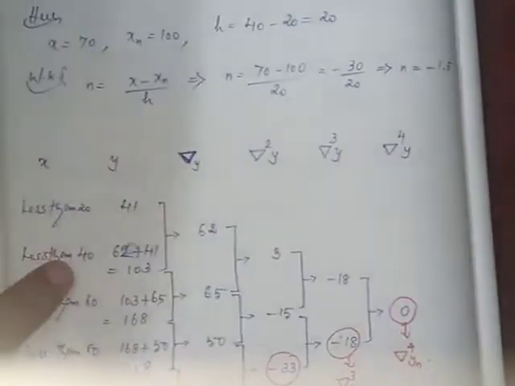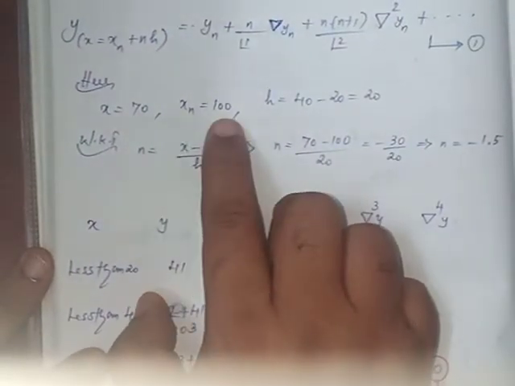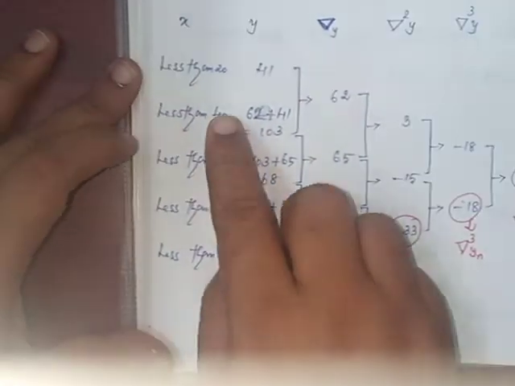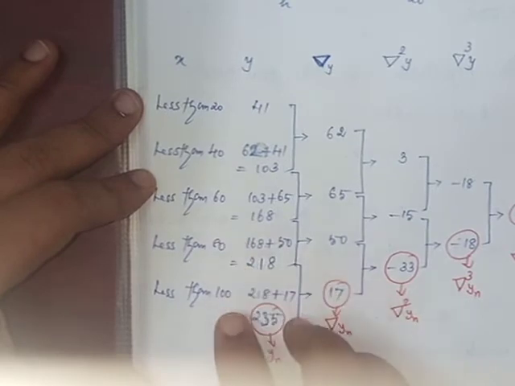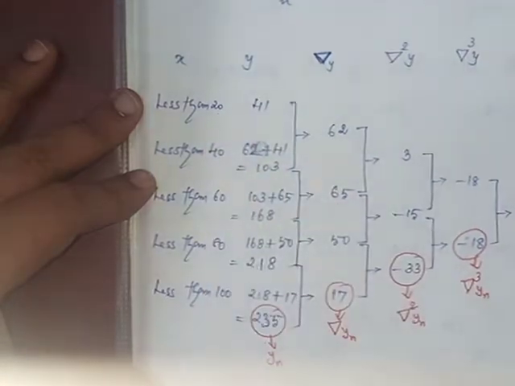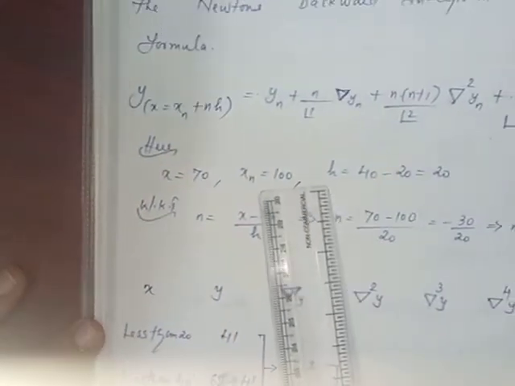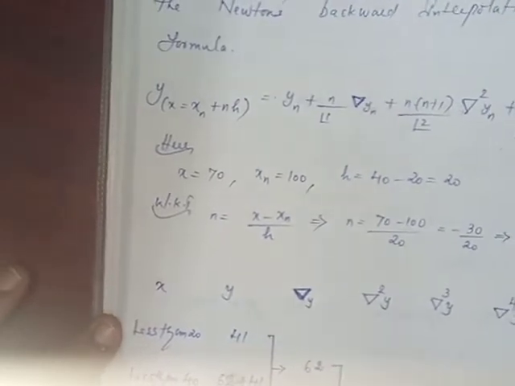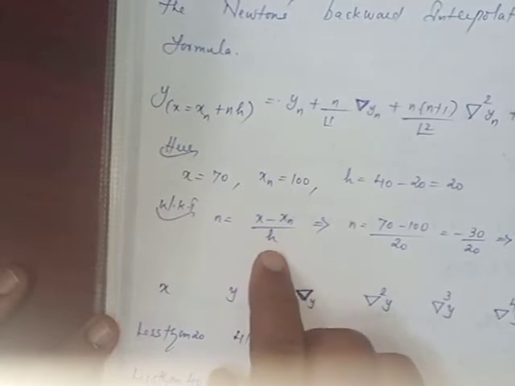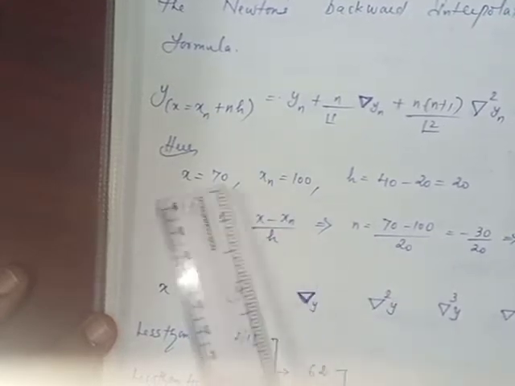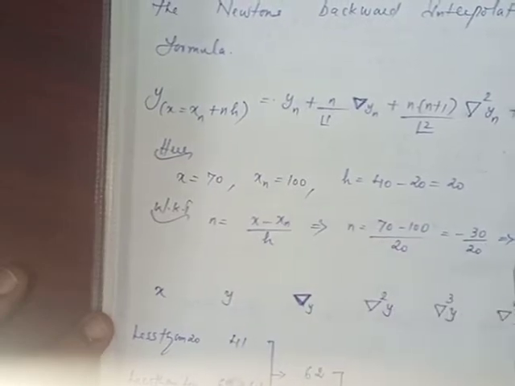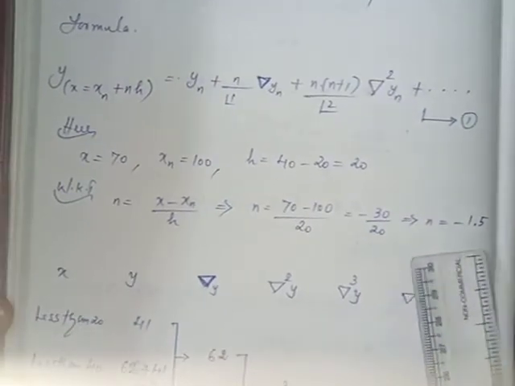So that is the value of xn equals 100. Now h is equal to 40 minus 20. Already I told you, less than 20, less than 40, less than 60, less than 80, less than 100. The difference between these two is the value of h. 40 minus 20 is equal to 20. That is the value of h. Now you can find the value of n by using this formula: x minus xn divided by h. The x value is 70, the xn value is 100 and the h value is 20. Subtracting, you get minus 30 divided by 20, that is equal to minus 1.5. That is the value of n.